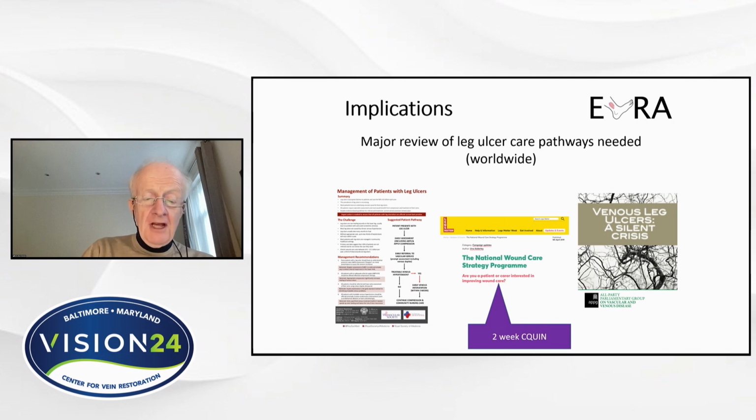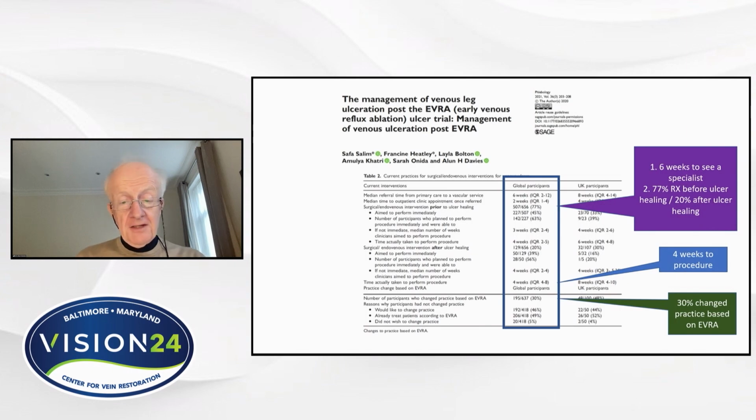There has been a very important development called the National Wound Care Strategy Programme that has led to the development of a CQUIN. And a CQUIN is basically where you either get rewarded financially or fined for not delivering that care. And the new recommendation is that if you are in the community, within 2 weeks, you should refer patients to a vascular specialist for assessment. Next slide, please. Here is some data with respect to issues with respect to post-EVRA.